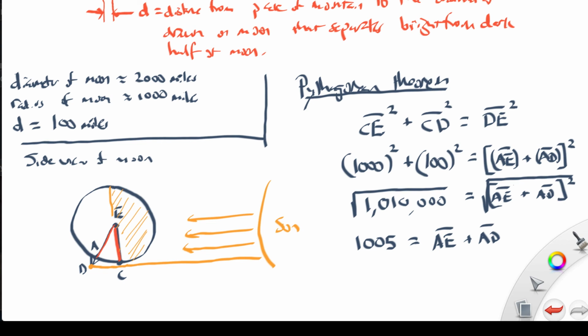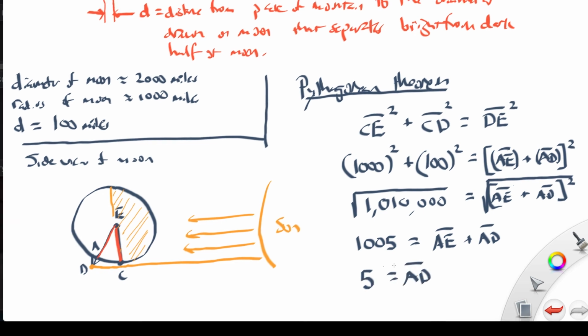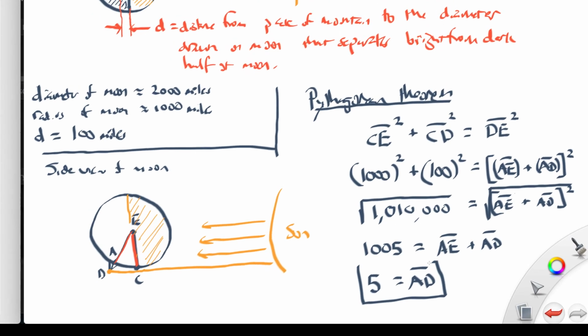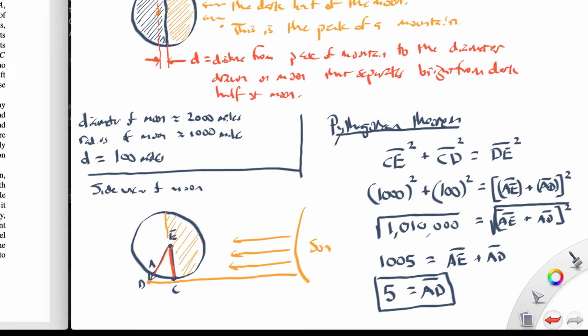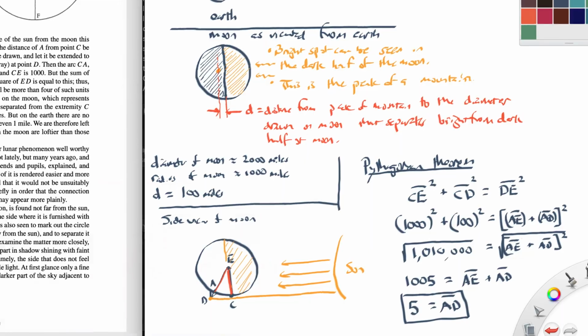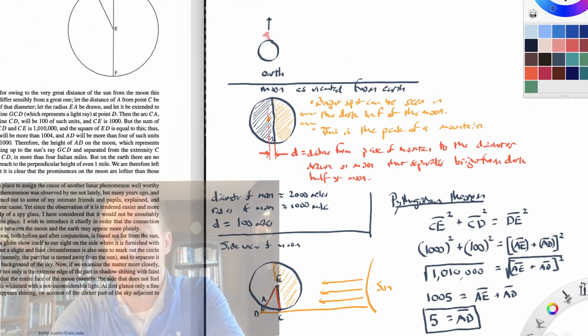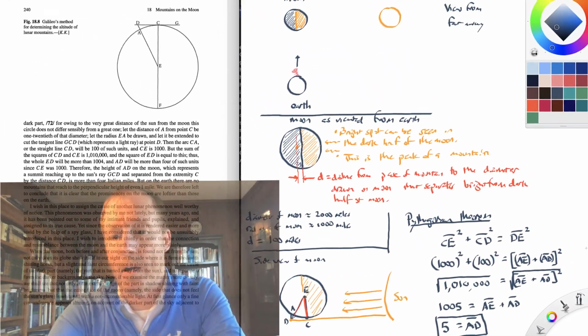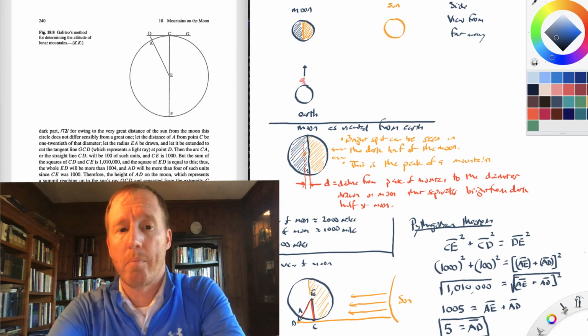Now, why is this relevant? Well, because we know that AE, the radius of the moon, is 1,000 miles. So if we take that 1,000 miles and subtract it off both sides, you get 5 on this side, and you get AD on that side. And that is precisely the way that Galileo was able to measure the line segment AD, and that is the height of the mountain. In other words, that mountain is about 5 miles tall.